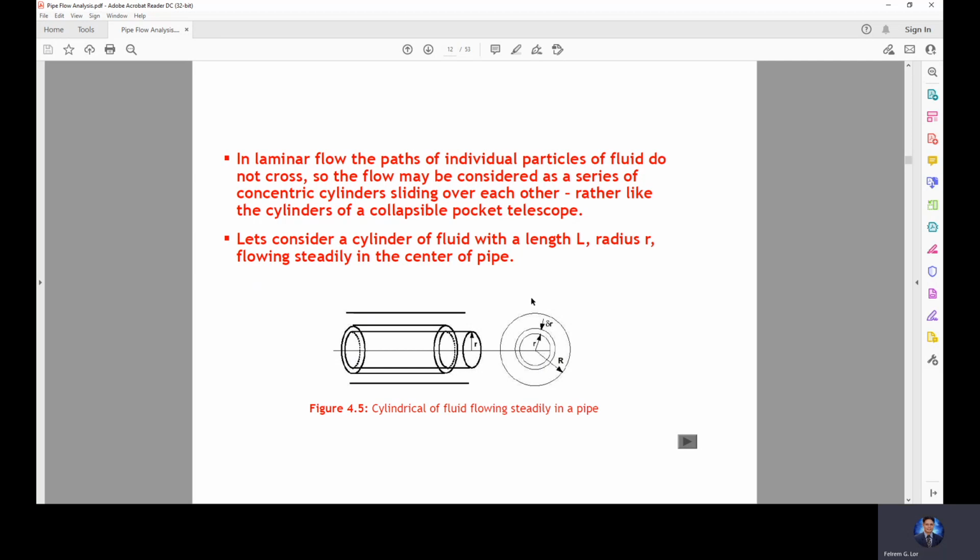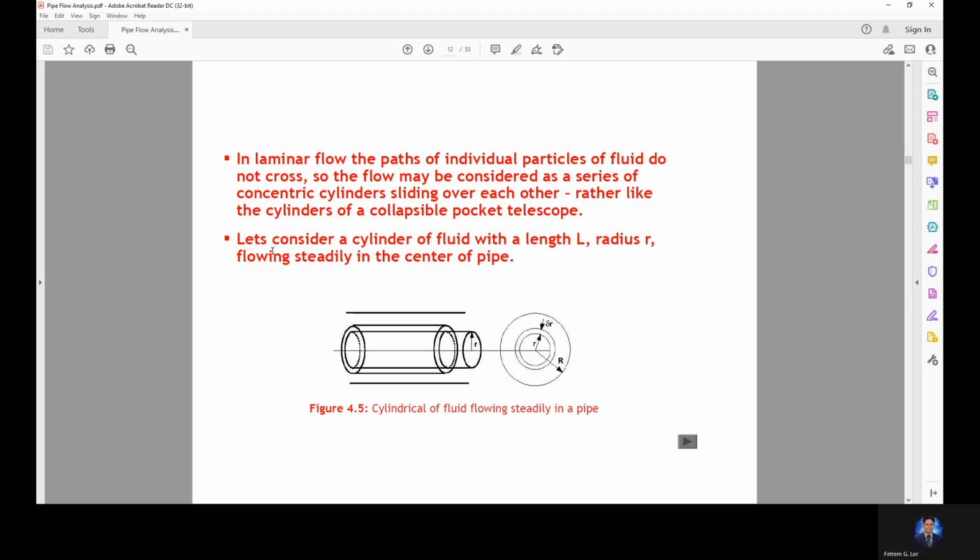So in laminar flow, the paths of individual particles of fluid do not cross. As I said earlier, it follows a certain flow path. So if there is an inner flow path and an outer flow path, it looks like concentric circles. It does not crisscross with each layer.